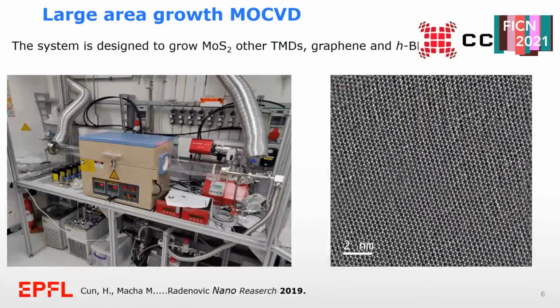So for this application, we started first with a homemade 4-inch wafer scale system we designed, on which we could grow this molybdenum disulfide and other transition metal dichalcogenides, graphene, and also hexagonal boron nitride at really high quality, which we tested and looked at with high resolution using aberration corrected transmission electron microscopes.